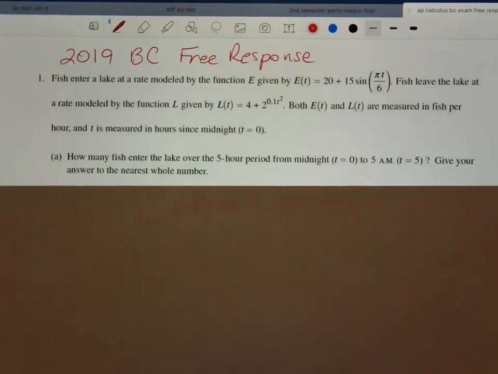Hello to all you brave souls who decided you wanted to see the answers to the free response questions on the BC test. So we're going to go through these one by one. I've already written most of the stuff down. I will add to it as we go.